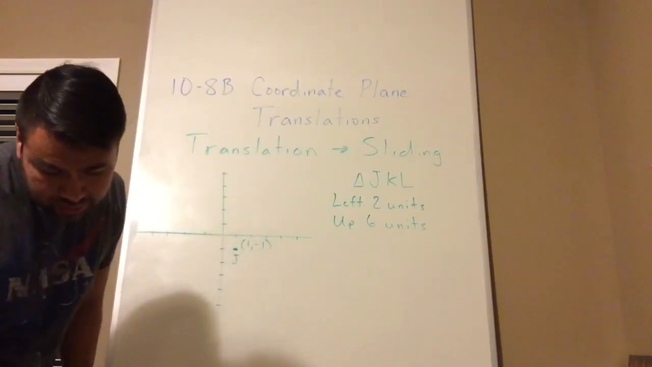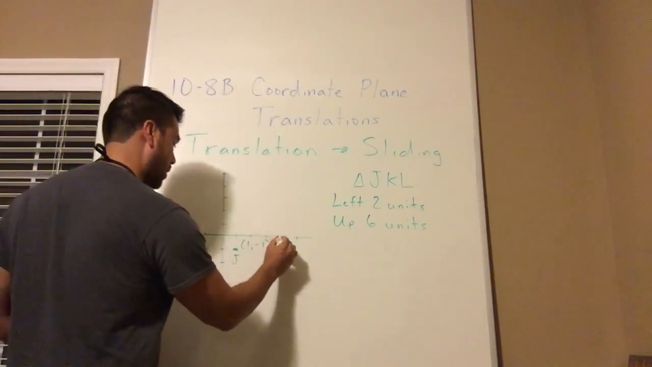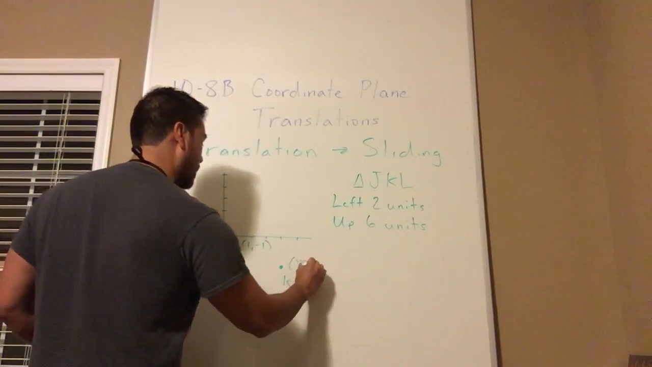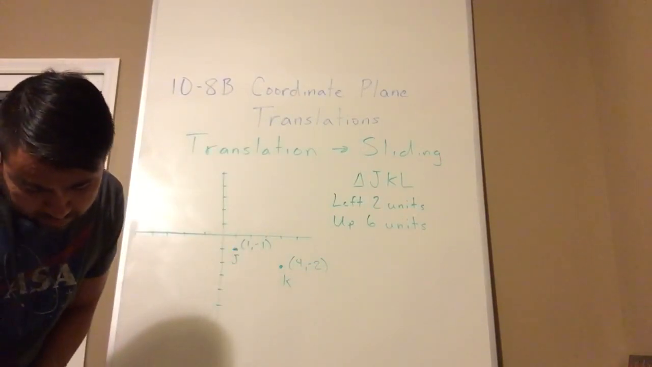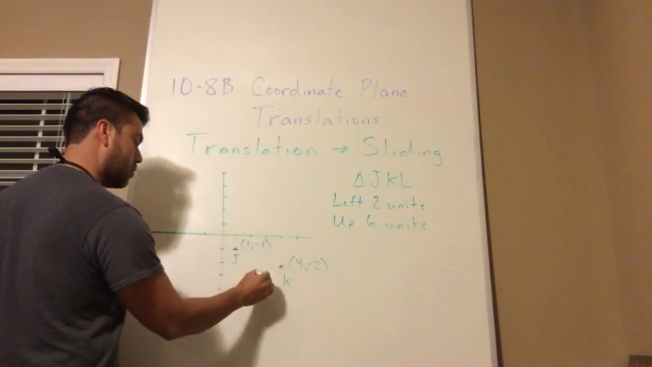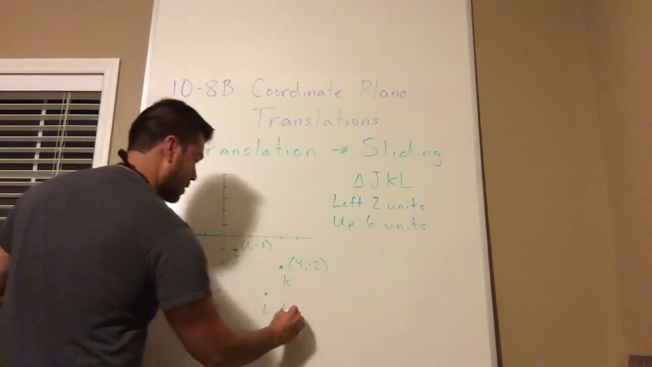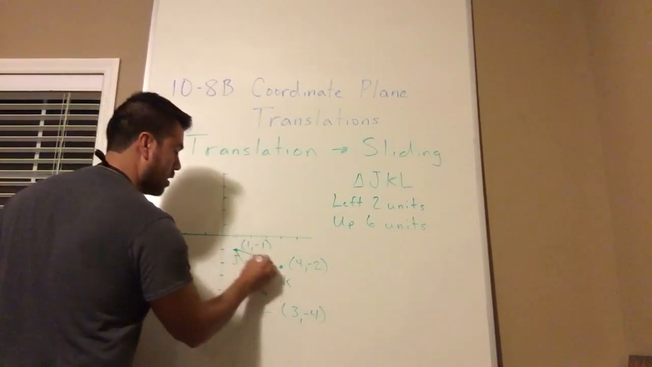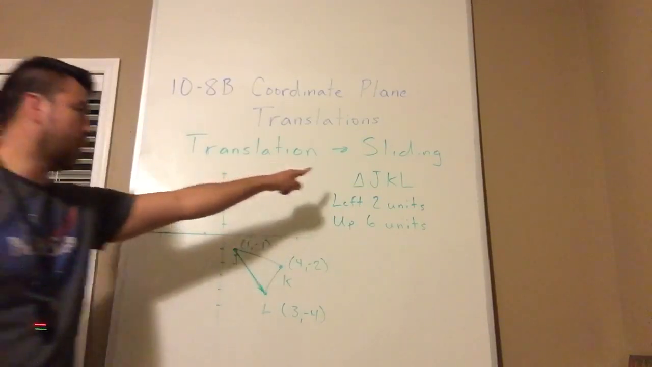Then we're going to put K at (4, -2). 1, 2, 3, 4, -2. So that's K, and that's (4, -2). And then we're also going to get L, which is at (3, -4). 1, 2, 3, -4. So that's L, and that's (3, -4). And we're going to connect those together. All right, so that's our triangle, the original triangle JKL.